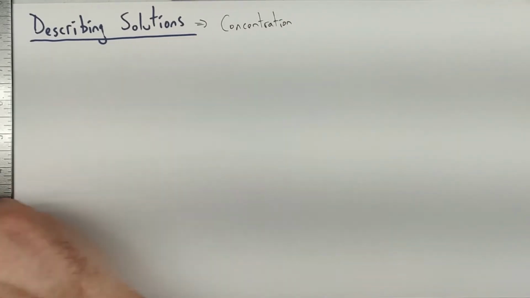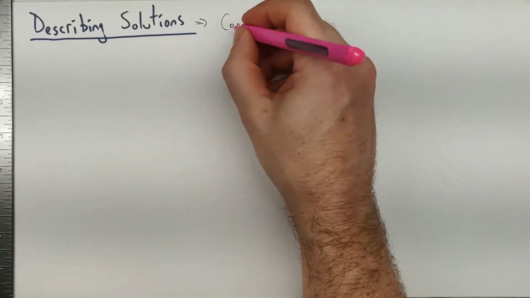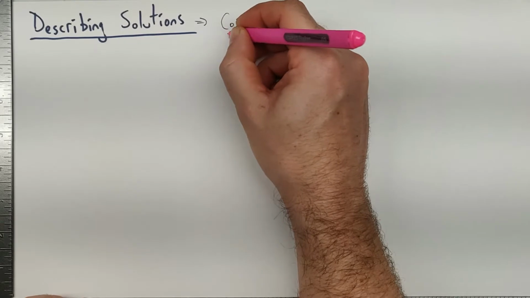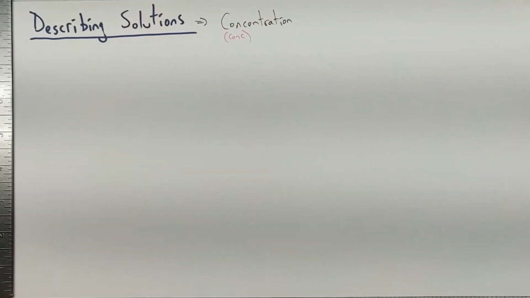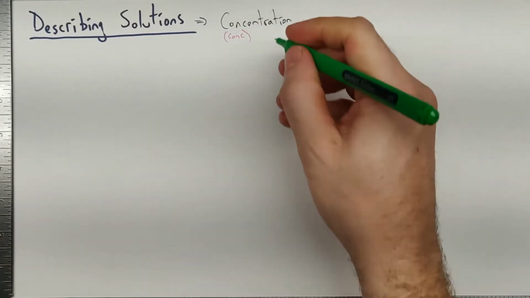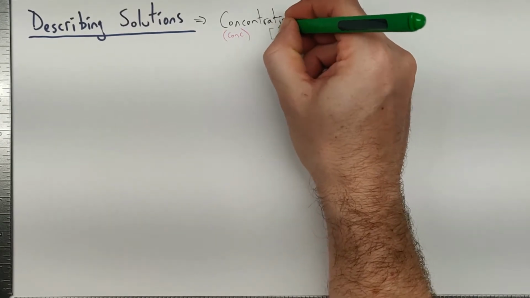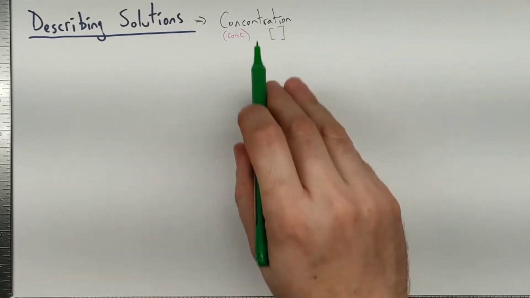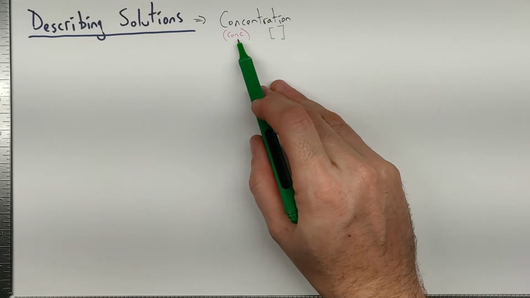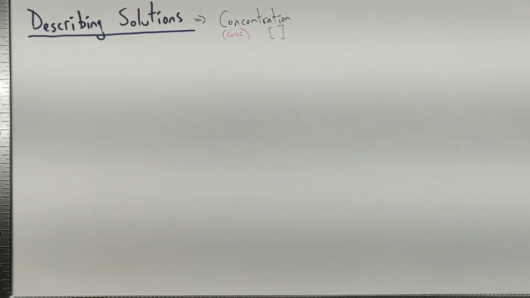There's a simple and fairly obvious abbreviation for concentration, CONC, and then there's the more slick chemistry version, which is just open brackets. All right. So if you see concentration, CONC, that's an abbreviation, or open brackets, and we'll see how that works in a minute. So what is the concentration?